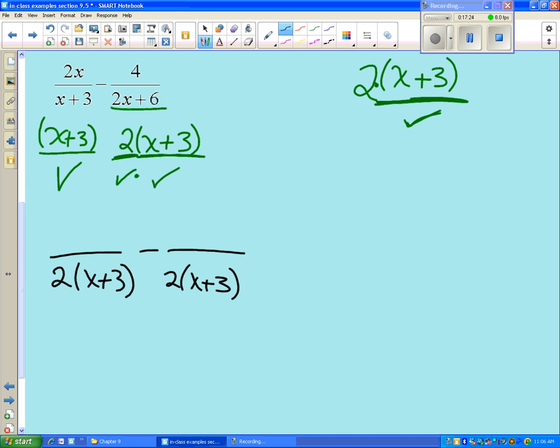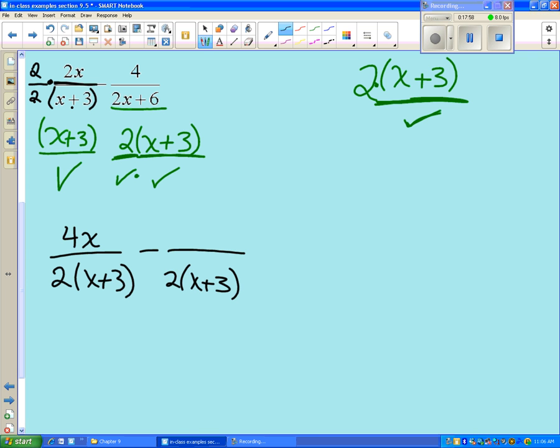Let's check out my denominators. Here, in the first one, to get this to be 2 times x plus 3, I have to multiply by 2. Whatever I multiply the denominator by, I have to multiply the numerator by. So this is going to give me 2 times x plus 3, which will give me my new denominator. Well, my new numerator is going to be 2 times 2x. So that's going to be 4x.